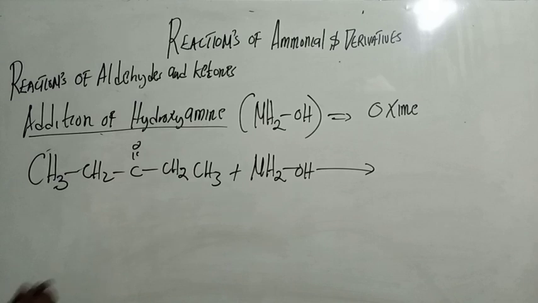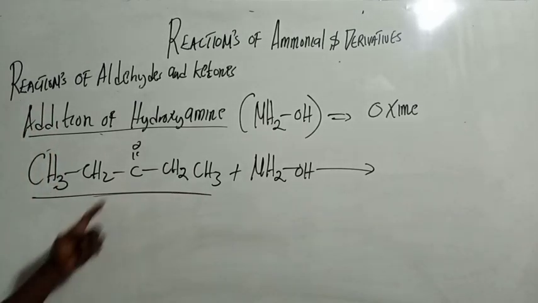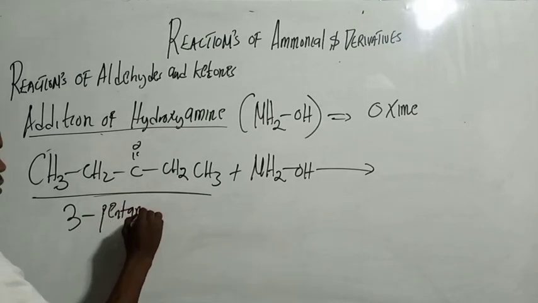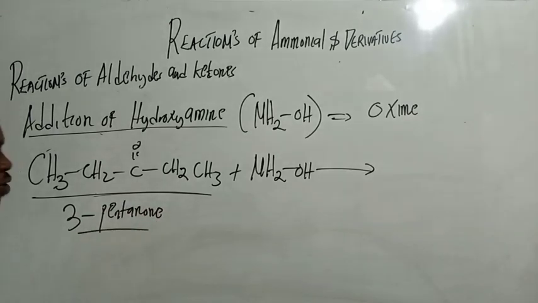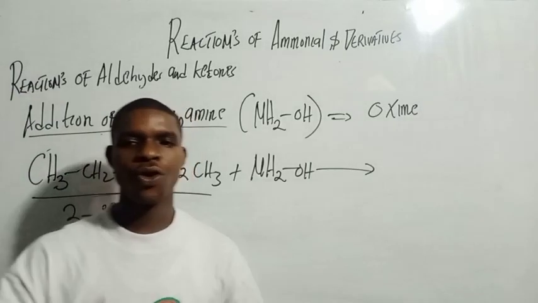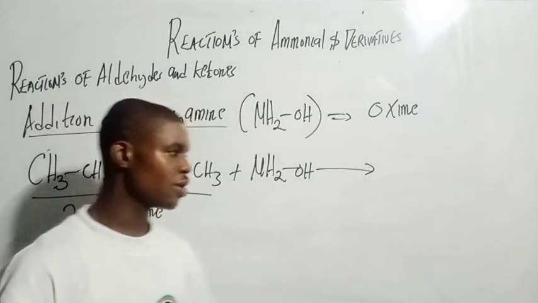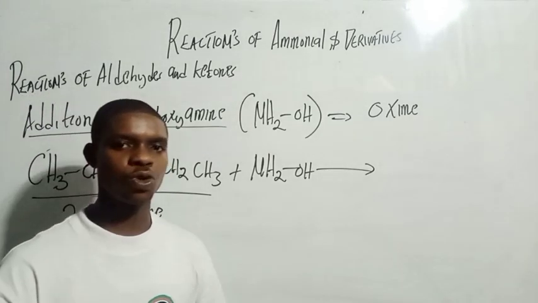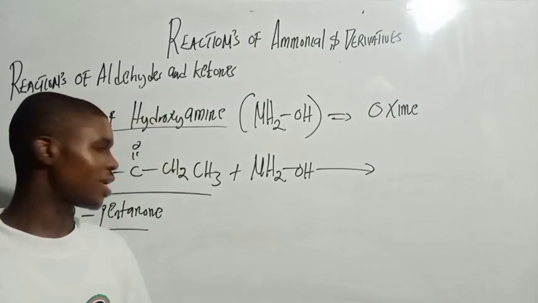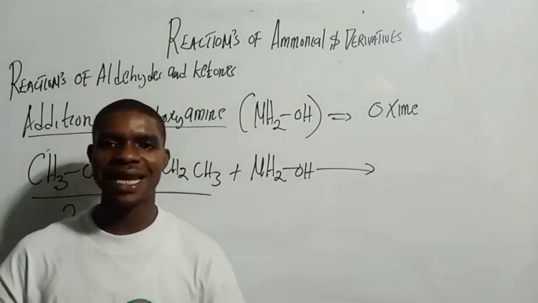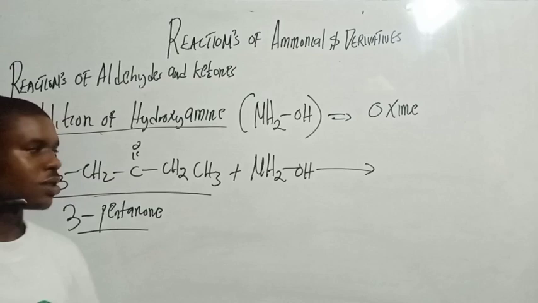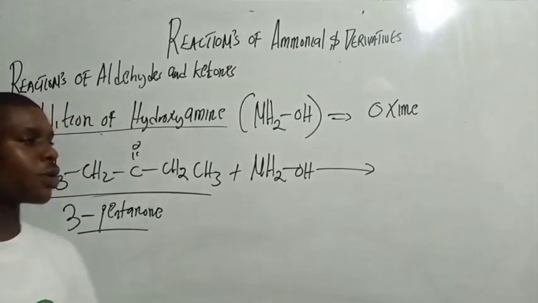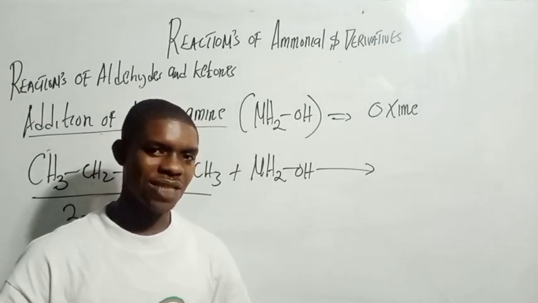So the first one to do here, you want to name this compound. The name of this one here is 3-pentanone. If you ask how to do the naming, I have a complete playlist on nomenclature of organic compounds. I will leave it in the comment section. After this video, go and watch how to name aldehydes and ketones, because for every product you give, you must give the name. It's very, very important.